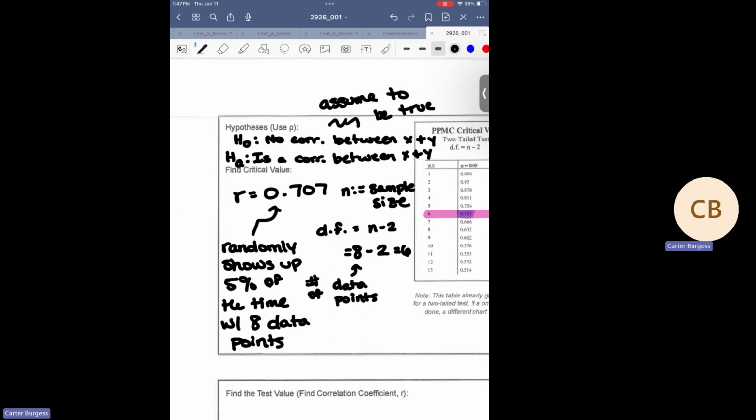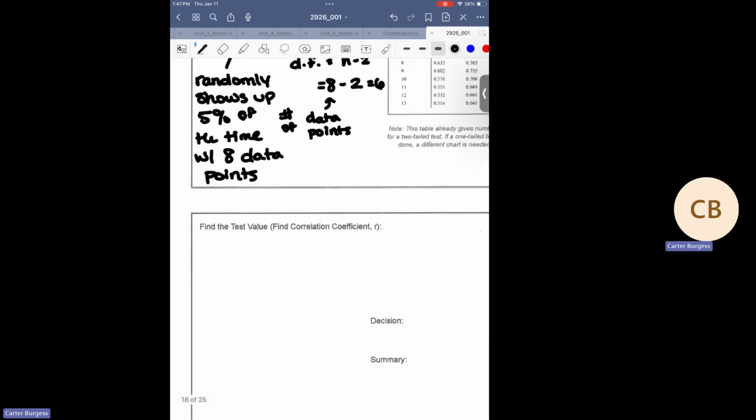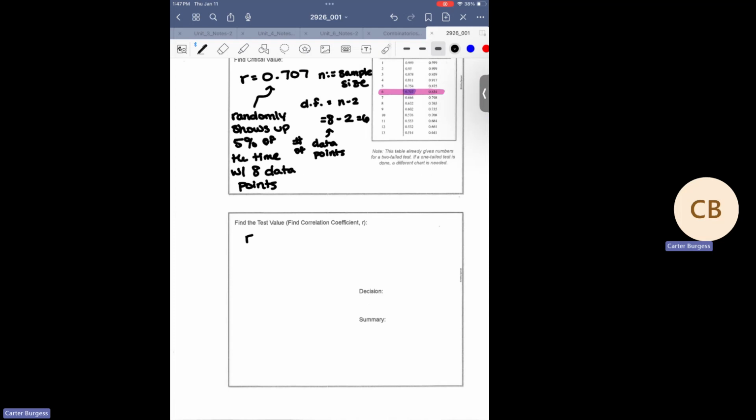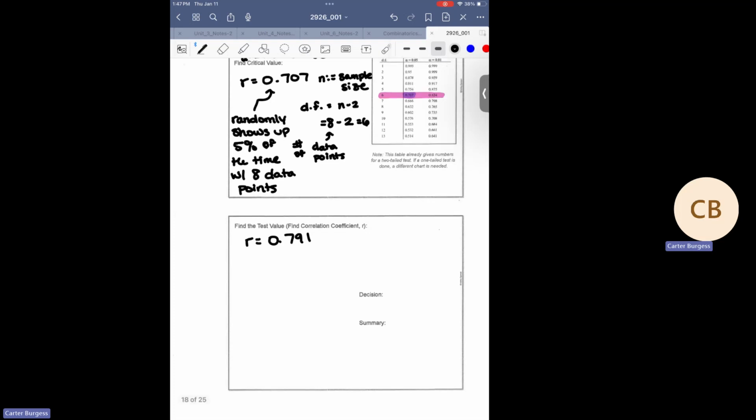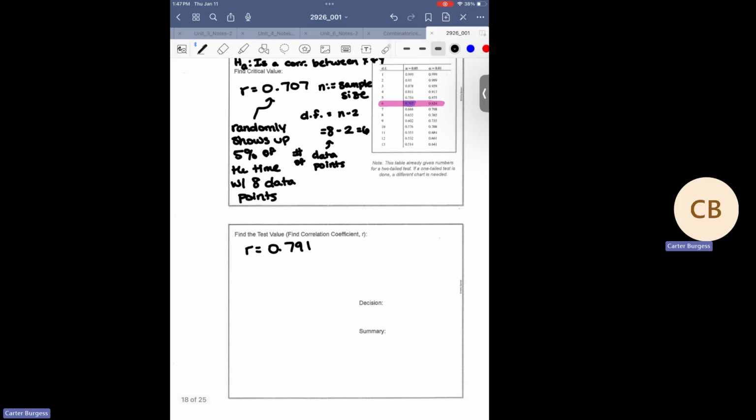Can someone run the linear regression on this data and tell me what they find for our R value? 0.791. Is this a stronger R value or a weaker R value than our critical value that we defined up here? This is stronger. So notably, this is stronger than 0.707.